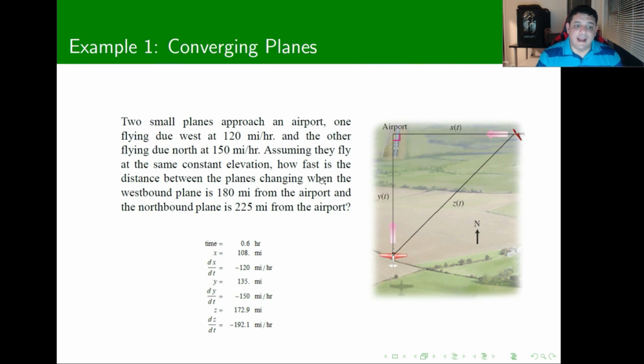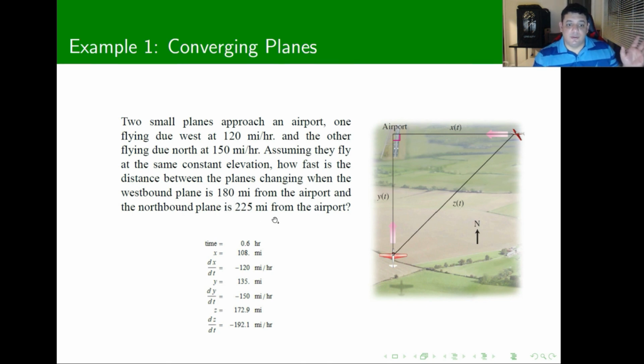So how fast is the distance between the planes changing when the westbound plane is 180 miles from the airport and the northbound plane is 225 miles from the airport? So notice that at this point, we have a ton of information. We have information about the speed and we have information about when we want to check the distance. We want to check the distance when one of them is at 180 miles from the airport and the other one is at 225 miles.